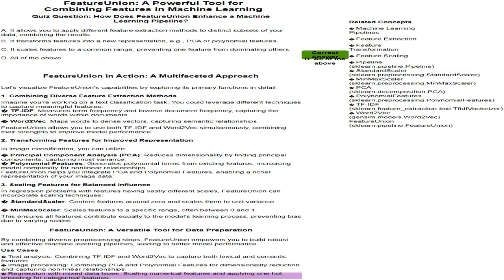Regression with mixed data types, scaling numerical features and applying one-hot encoding for categorical features. Predicting house prices. Feature union can be used to combine scaling techniques for numerical features like square footage and one-hot encoding for categorical features like the number of bedrooms and bathrooms. This ensures all features contribute equally to the model's prediction, leading to more accurate estimates of house prices.